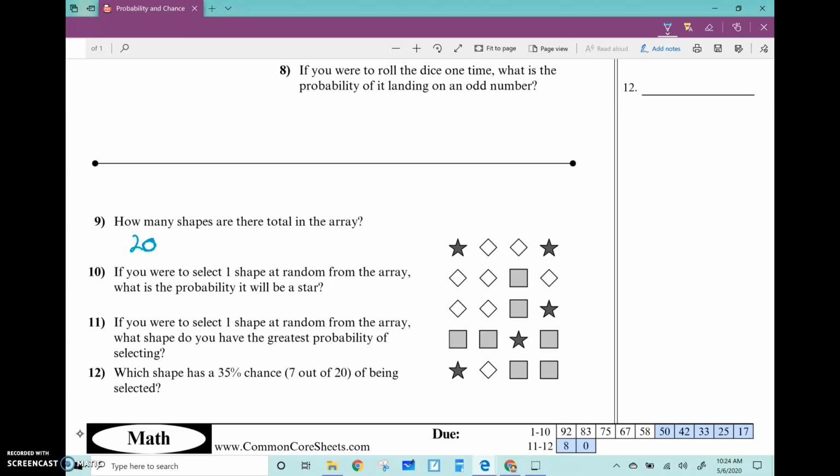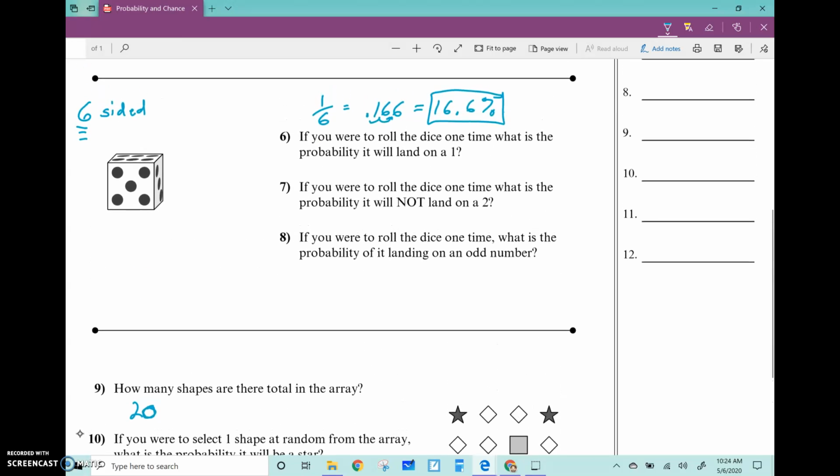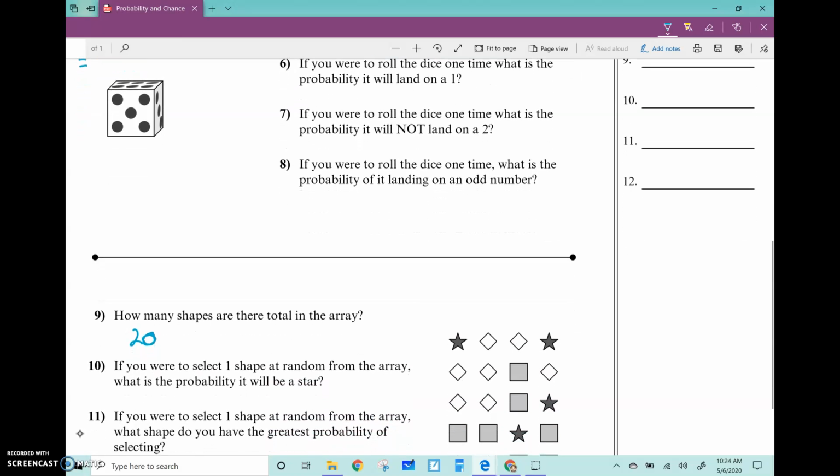And some of these, like 10 through 12 and 7 and 8, you're going to have to kind of think outside the box a little bit. And you're going to do the same thing with your fractions, but you're going to have to kind of pay attention to what they're looking for and what they're asking you.